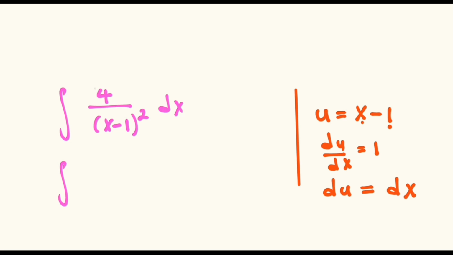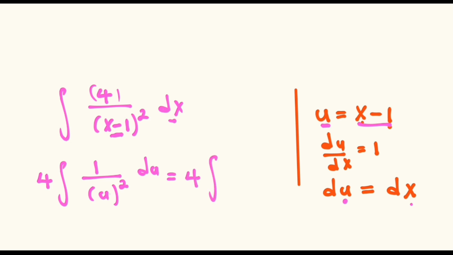So we can take this 4 out of the integral since it won't affect the integration process, and in the place of x minus 1 we are going to substitute u, but the x minus 1 is raised to the power 2, so the u will be raised to the power 2. And we said that du is equal to dx, so in the place of dx we substitute du, and we express this as 4 times the integral of u squared. We take it from the denominator to the numerator, and the exponent will change sign to negative 2.